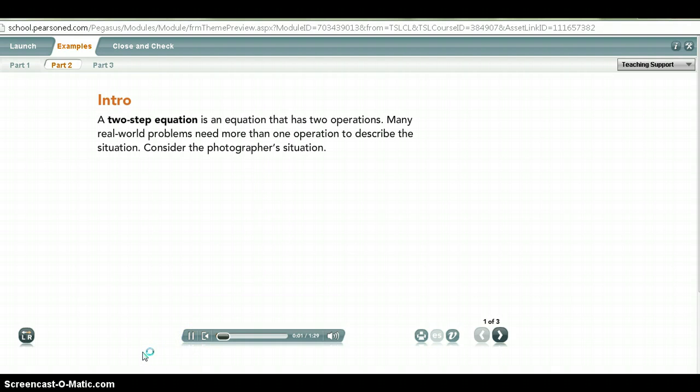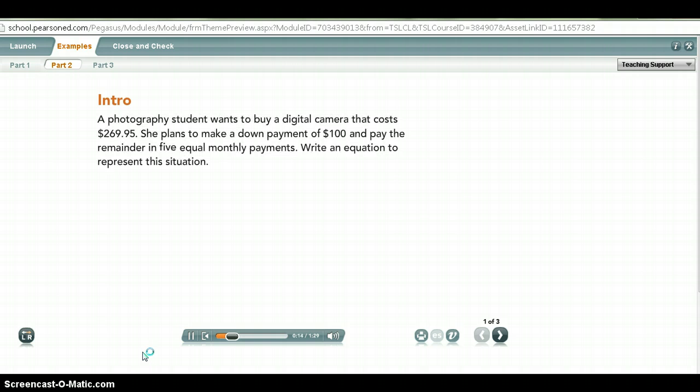A two-step equation is an equation that has two operations. Many real-world problems need more than one operation to describe the situation. Consider the photographer's situation. A photography student wants to buy a digital camera that costs $269.95. She plans to make a down payment of $100 and pay the remainder in 5 equal monthly payments. Write an equation to represent this situation. Start by thinking about the information you are given and what you need to find.